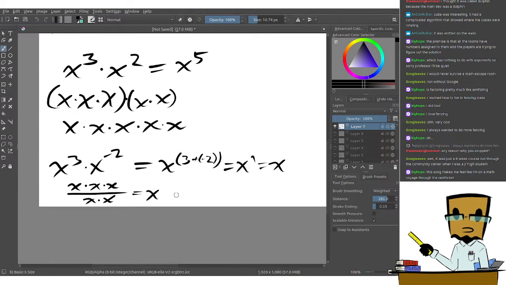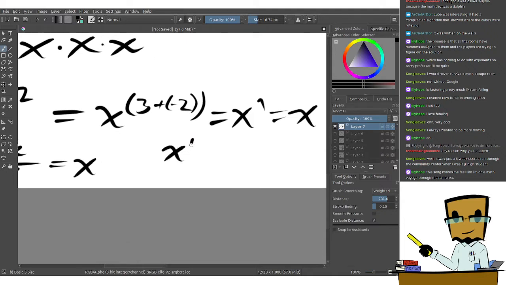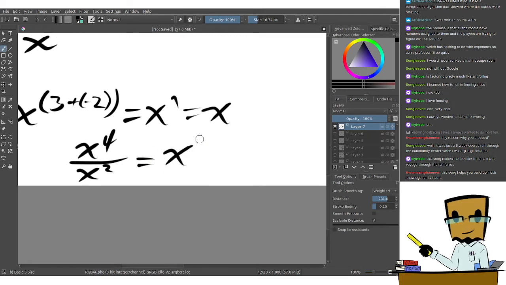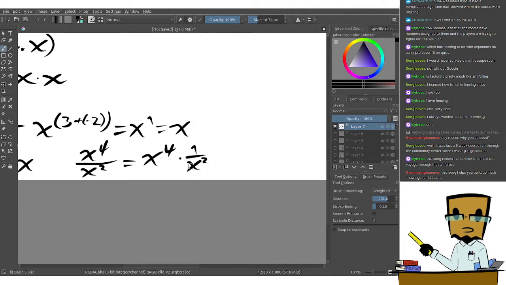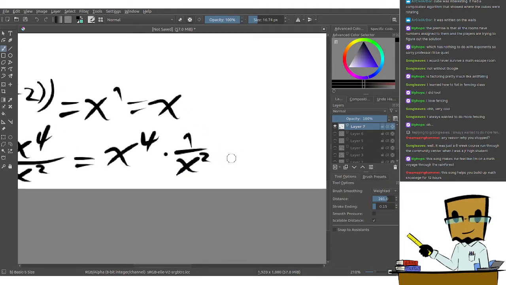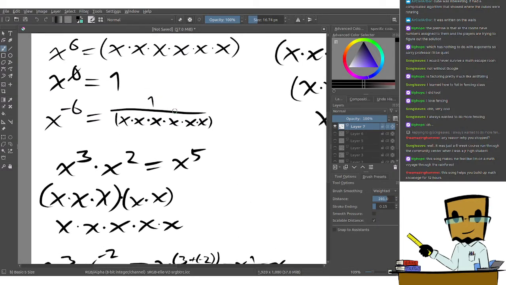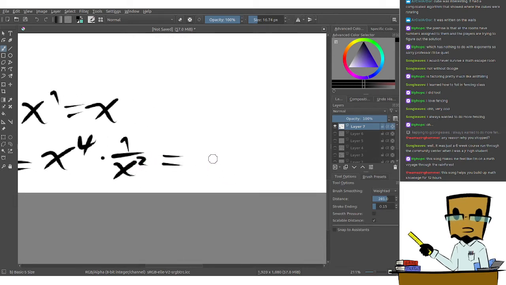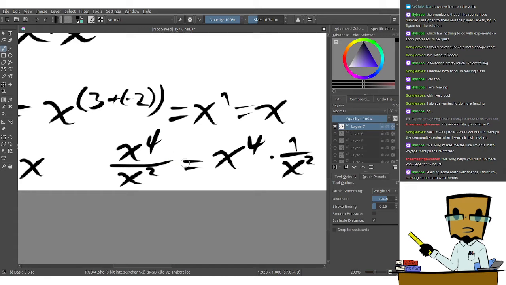Now, let's add a little bit more to this. Let me explain it a little bit more. Say x to the power of 4 over x to the power of 2 is equivalent to x to the power of 4 times 1 over x to the power of 2. And as we saw, negative exponents are just the inverse of positive exponents. Basically, 1 over x to the power of 2 is exactly the same as x to the power of negative 2. So, dividing is just subtracting the exponents.